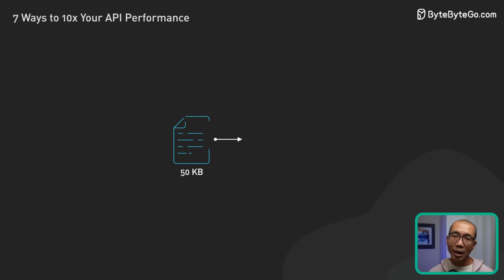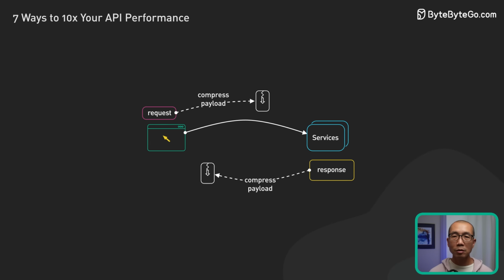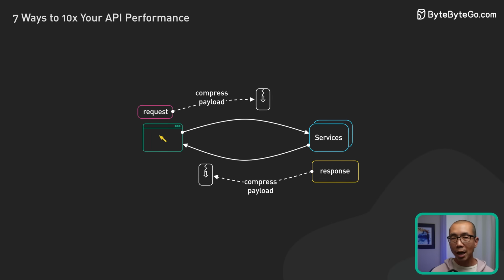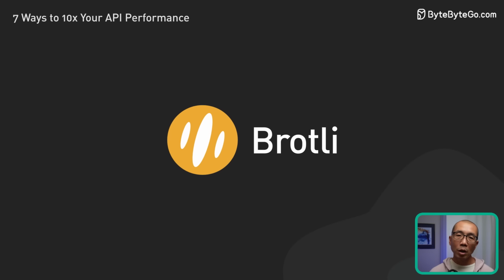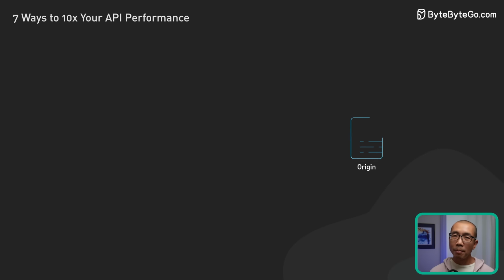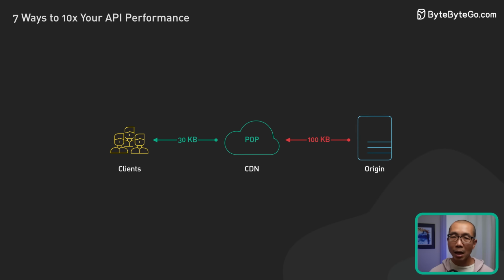For our sixth technique, we have compression. By enabling compression on large API response payloads, you can reduce the amount of data transfer over the network. The client then decompresses the data. Nowadays, there are even more efficient algorithms like Brotli that provide better compression ratios. Also, many content delivery networks like Cloudflare can handle compression for you, offloading this task from your server.